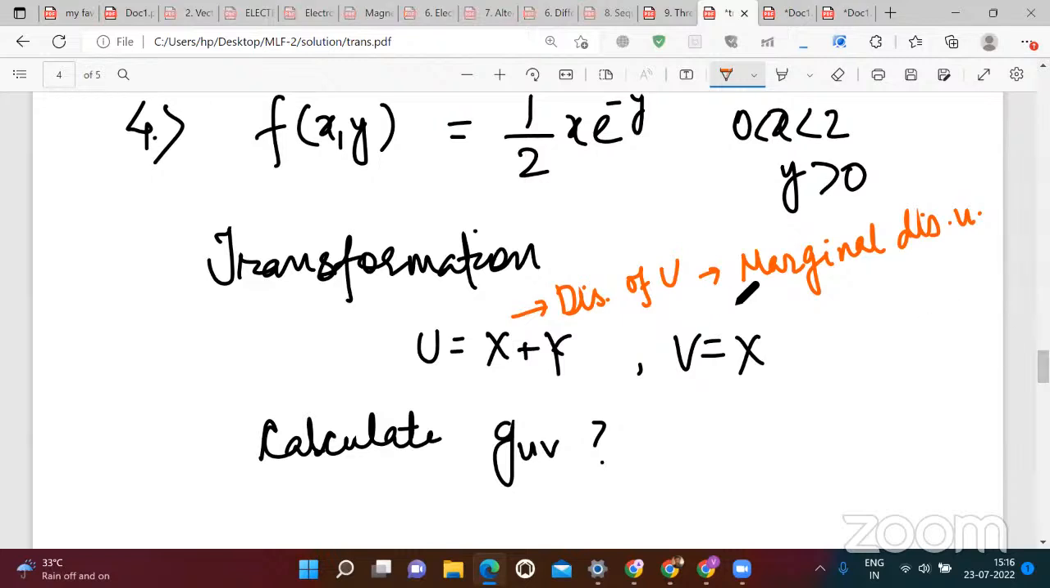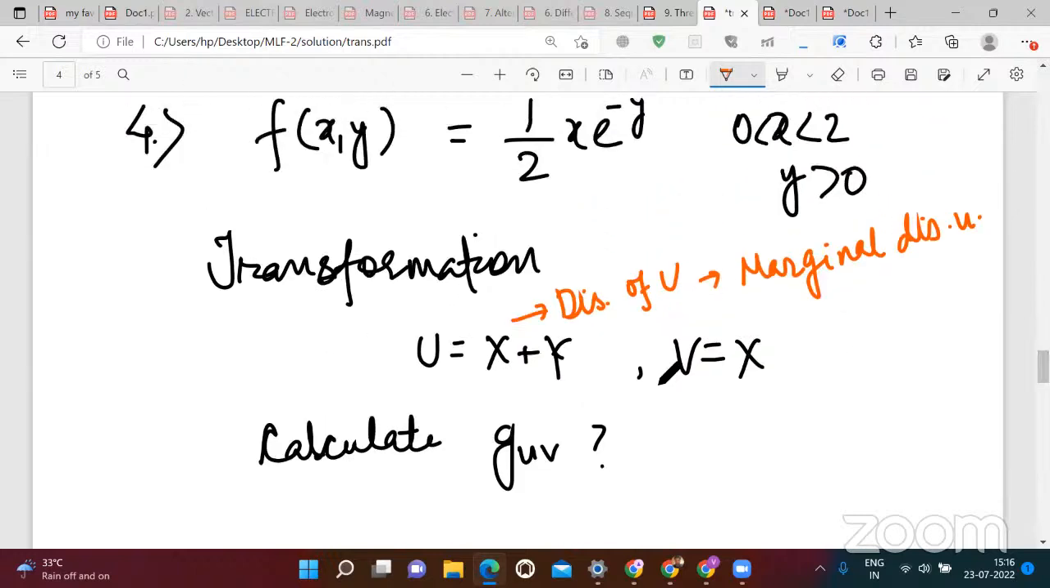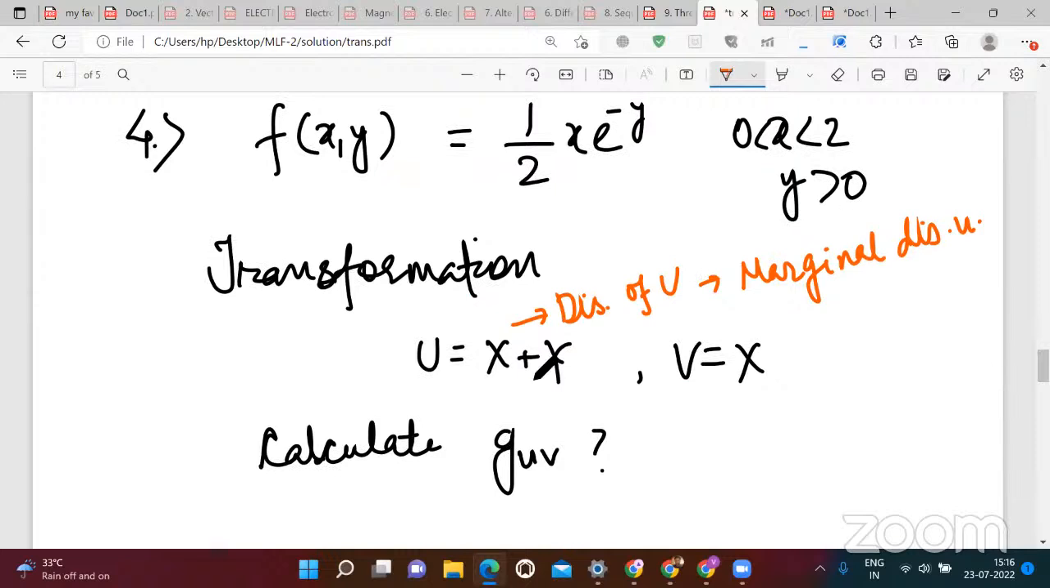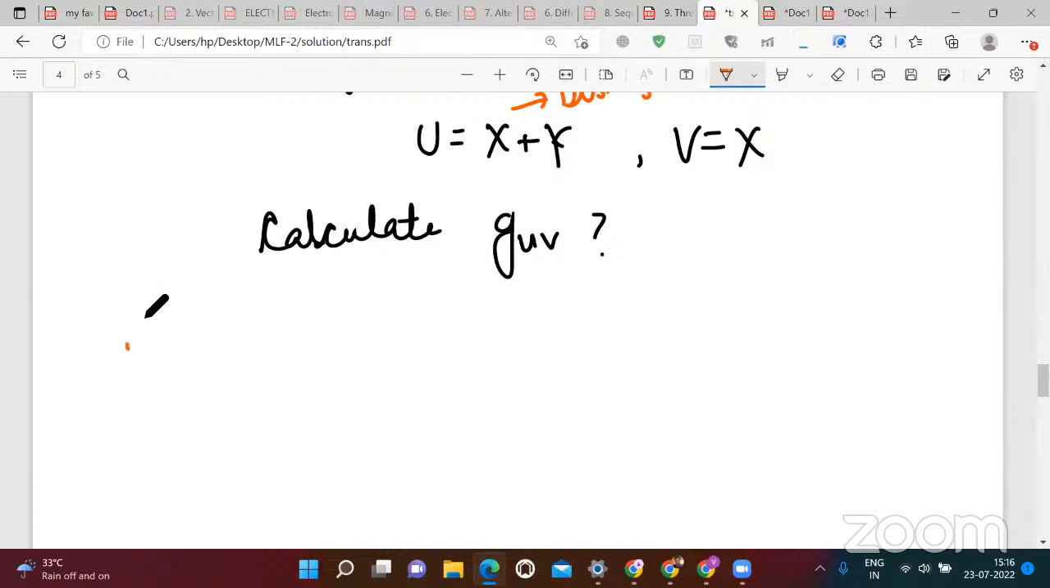So for example, if you have been given this joint distribution, and you have been asked to calculate the distribution of x plus y, and the transformation has been given, like u equals x plus y and v equals x, this is how you'll do it. First, you need to calculate the joint distribution, this g of u, v, right? So how will you do this? You can write in the form of x, y.